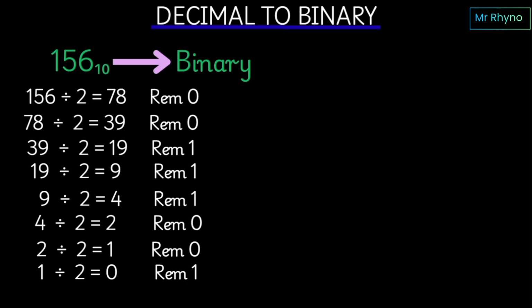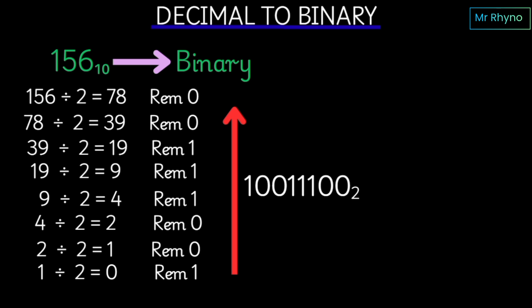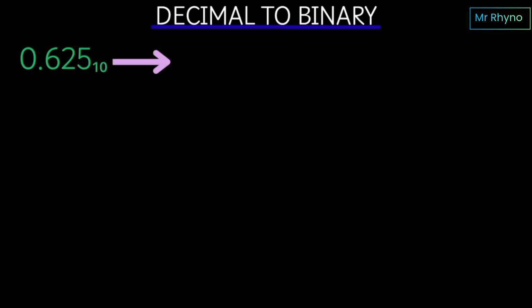Last, it is 1 divided by 2, we get 0 and the remainder is 1. Easy. Then we write these numbers from the bottom to the top and we shall have 1, 0, 0, 1, 1, 1, 0, 0 to base 2. So 156 to base 10 is the same as 1, 0, 0, 1, 1, 1, 0, 0 to base 2.